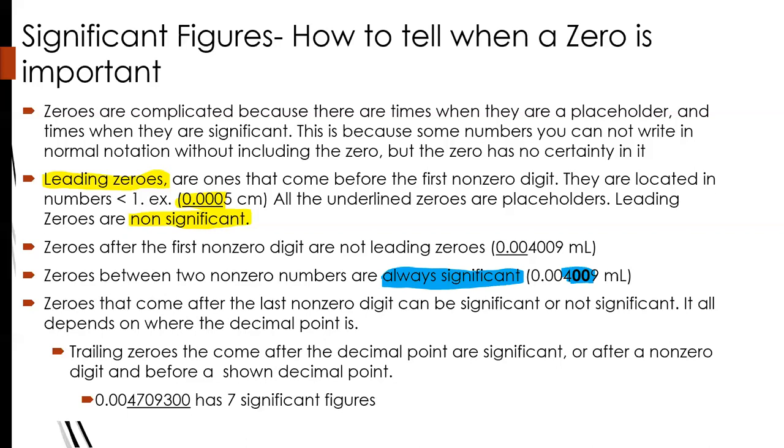The last type that remains are what we call trailing zeros. Trailing zeros come after the last non-zero digit. And the tricky part is that they are sometimes significant and sometimes they aren't. So trailing zeros come at the end. So that's looking at these 2 zeros over here. And how we know whether they're significant or not is we're looking for a decimal point. If there's a decimal point anywhere in that number, they are going to become significant. If there's no decimal point, then they're not going to be significant.